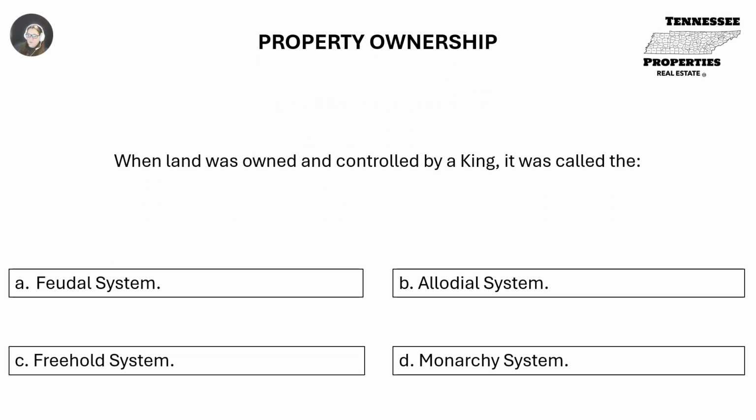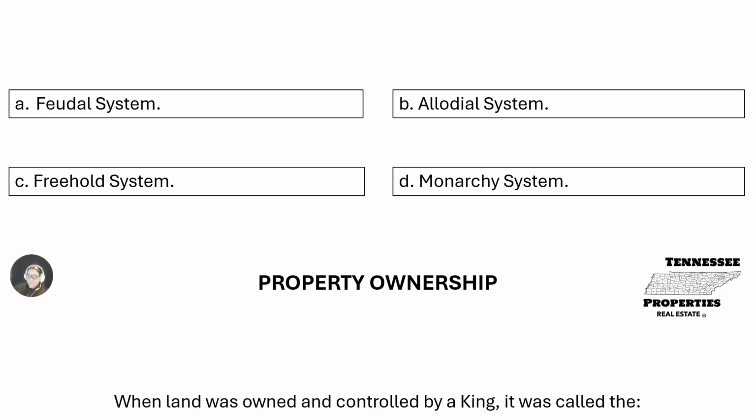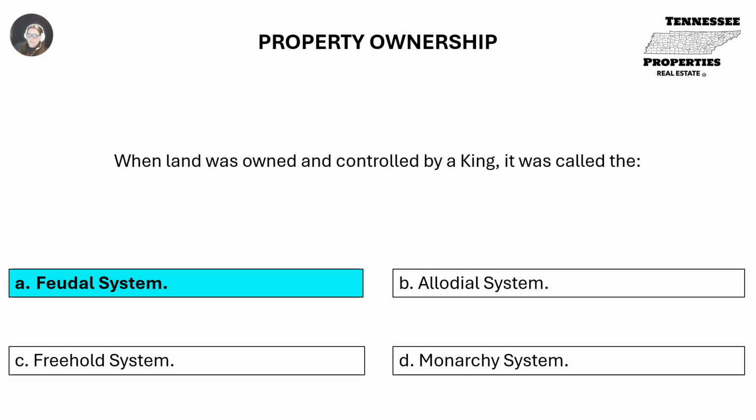When land was owned and controlled by a king, it was called the A. Feudal system, B. Allodial system, C. Freehold system, or D. Monarchy system. A. Feudal system.